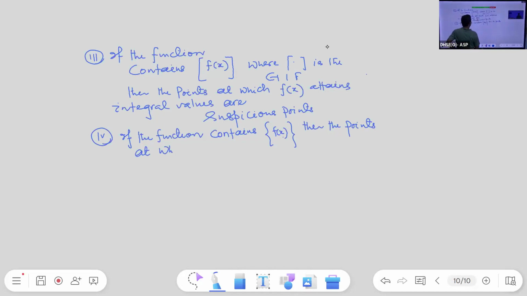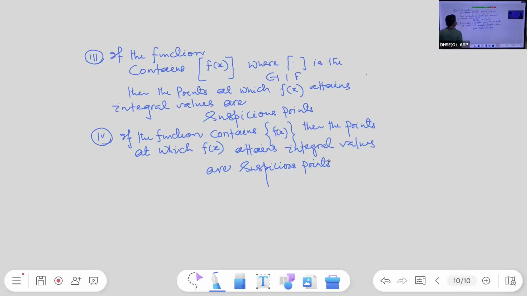Okay, if the function contains the fractional part of some function f of x, then the points at which f of x attains integral values are suspicious points. Okay.